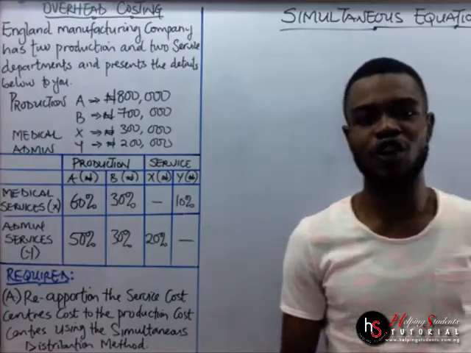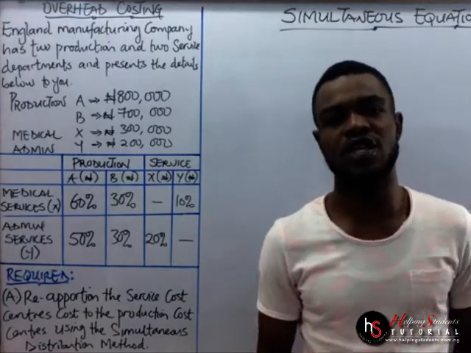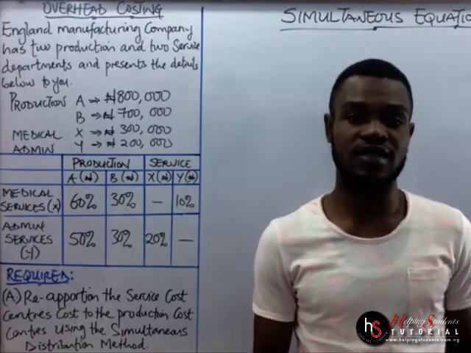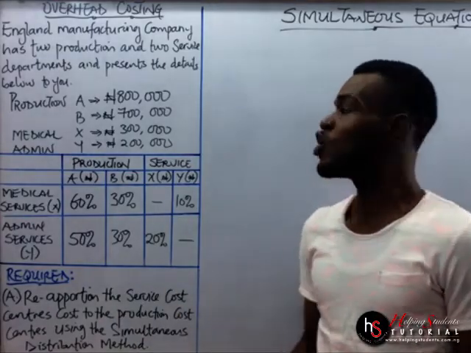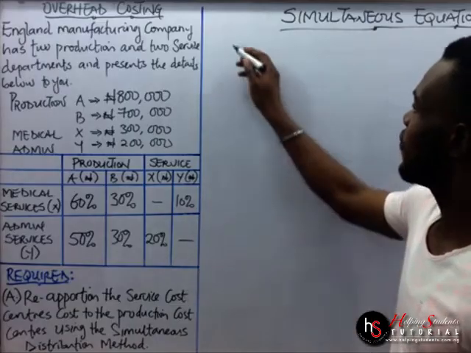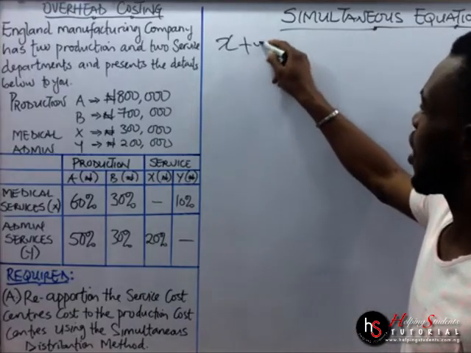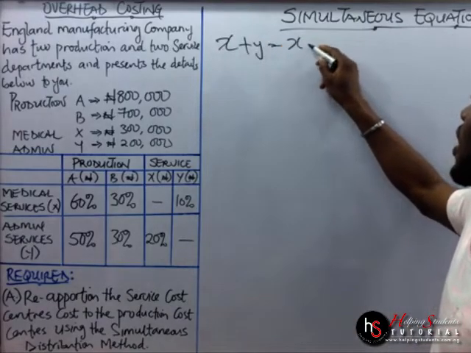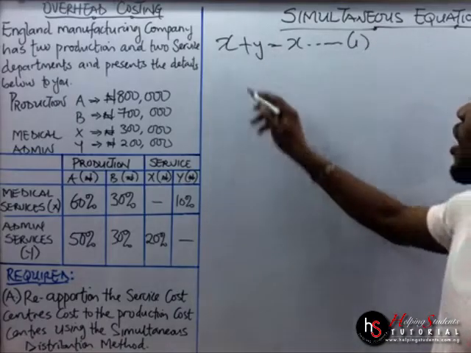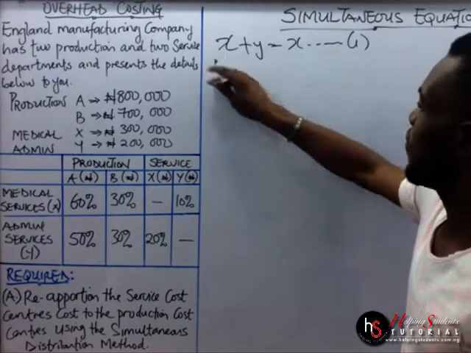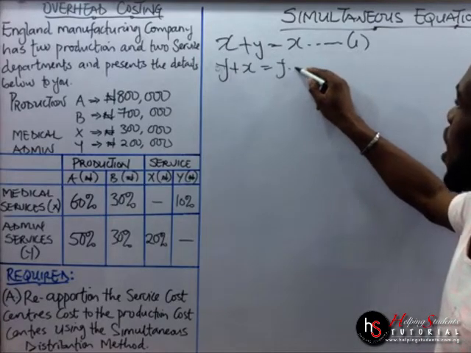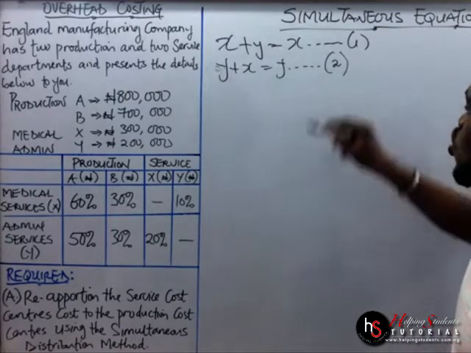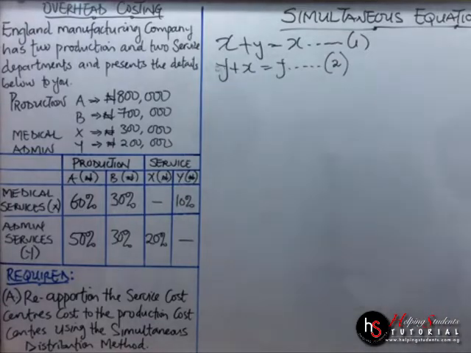We all remember the laws or the process which simultaneous distribution takes in solving any questions right from the days of mathematics. So it goes this way. We have x plus y equal to x as equation 1, and we have y plus x equals to y as equation 2. So we are going to solve this question, and it's just a simple step.